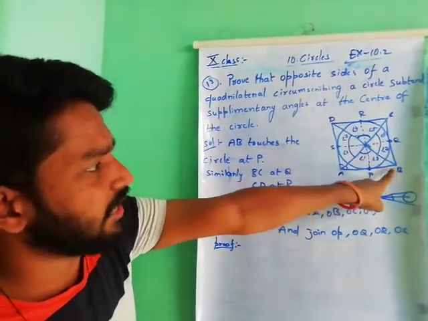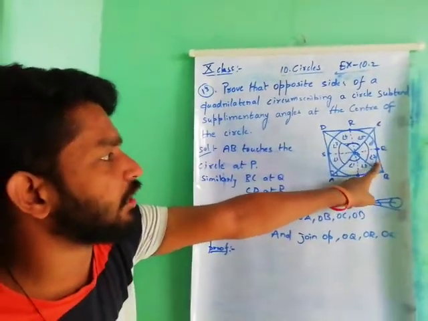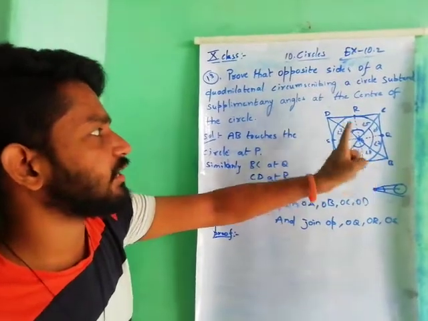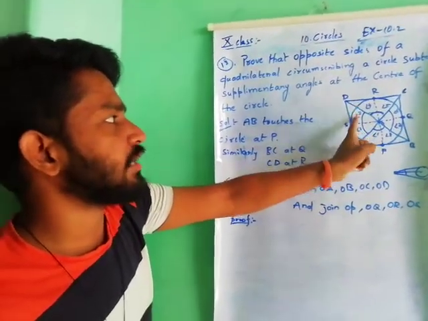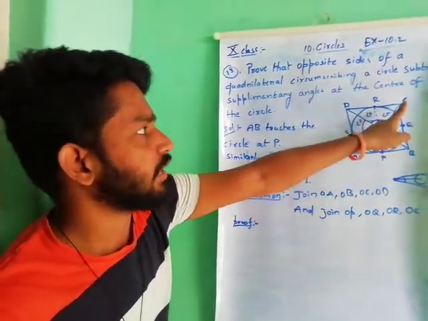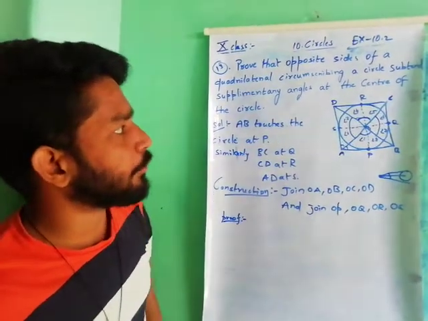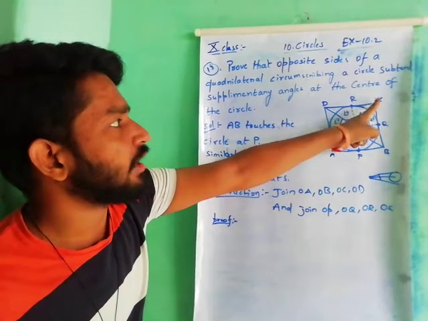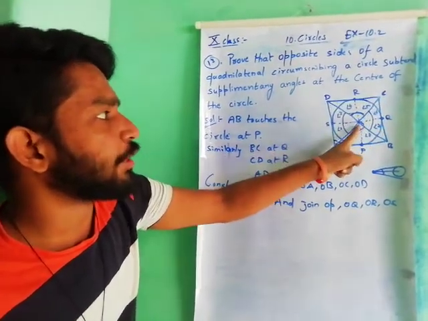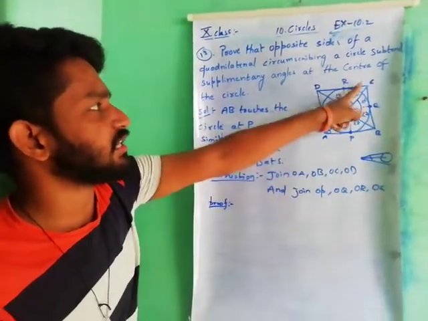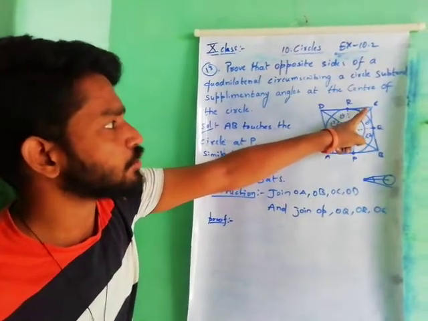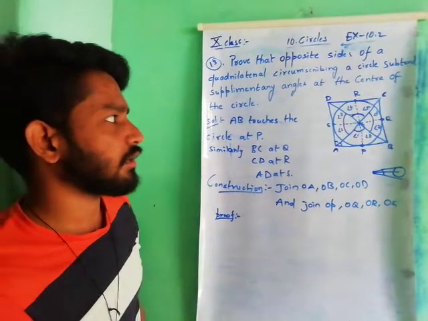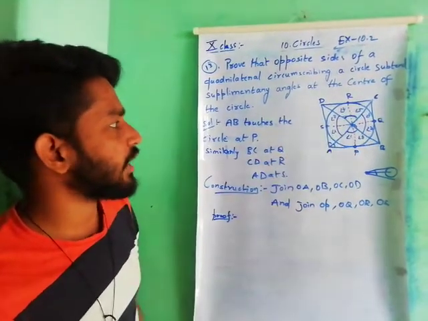In a similar way, B is an external point. Here also it makes equal angles, so I am denoting angle 7, angle 8. Here also D is an external point, I am denoting angle 3, angle 4. Here C is an external point, so it also subtends equal angles when a line is drawn from the external point to the center of the circle. So this angle is equal to this angle, so I am denoting angle 5, angle 6.